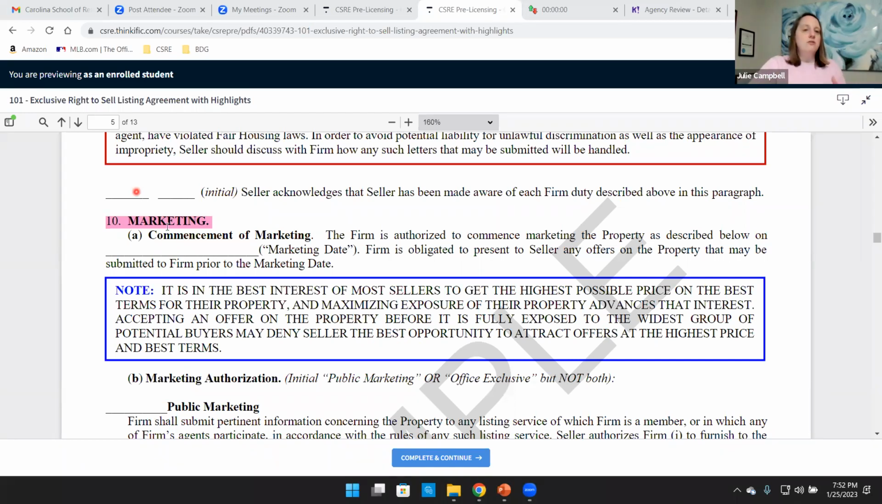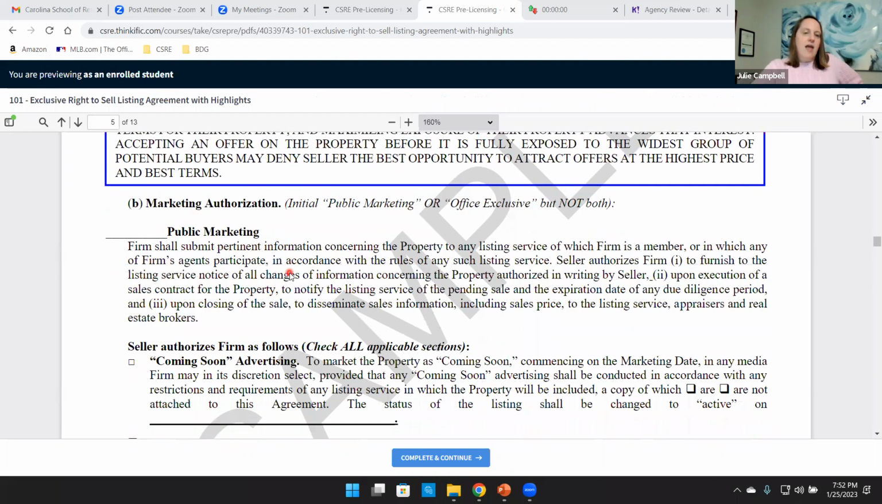So what we're agreeing to now is, when are we going to market it? We signed this today, but I've got to line up my guys, my photographer and my measurer, all those guys, to come over. So when are we, or am I going to do it myself, but when are we actually going to market the property? And then who are we going to market it to?